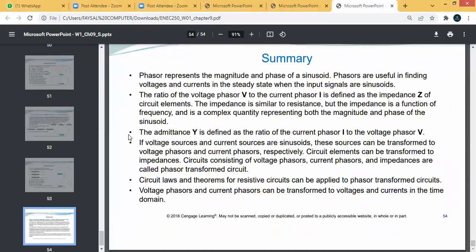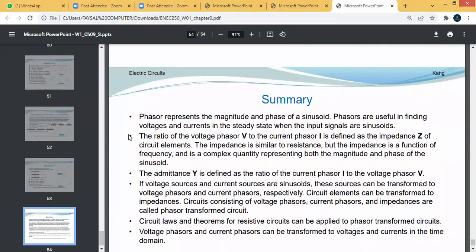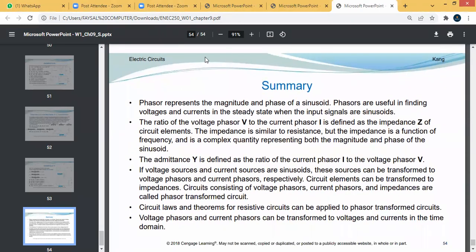Okay. So here is a summary. This summary is very important. So you have to know about all the things which are done in this slide. So first thing is my phasor. What is phasor, and how does phasor define different properties? Phasor represents the magnitude, as I described earlier. First thing is magnitude and the phase of a sinusoid. So phasors are useful in finding the voltage and currents in the steady state.